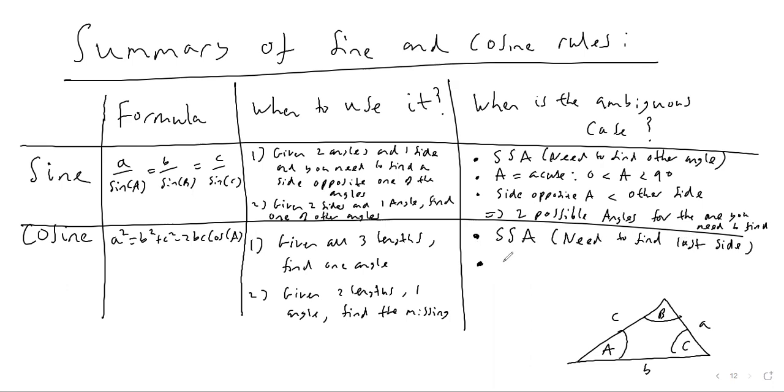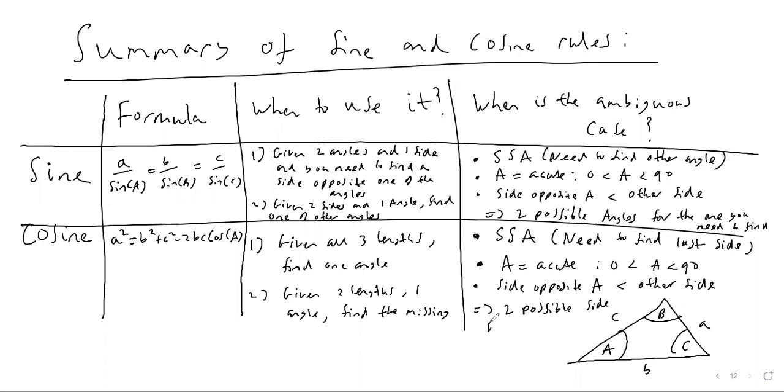Again, the key thing is that A must be an acute angle, so between 0 and 90 degrees. And also, the side opposite A must be less than the other side they give you in the question. If all three of these things are true, then there are two possible values for the remaining side.